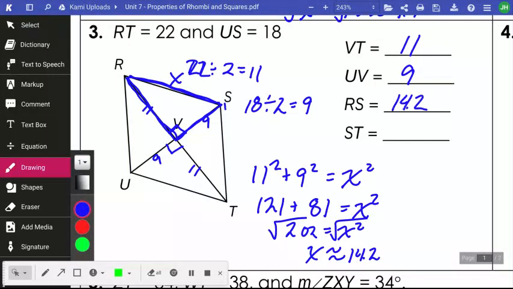Then it's asking for XT, which is another side. So if this side is 14.2, so is every side, because it's a rhombus.